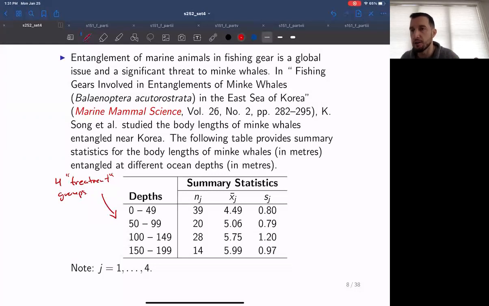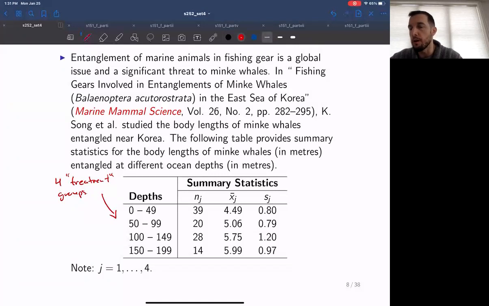We have the average length of the whales at each of the depths, and we have the standard deviation for those whales at each of the depths. So we have our usual summary statistics. Okay, so the question is: is there evidence of a difference in mean minke whale length between each of the 4 depths? So that's what we want to know. And that's the purpose of the ANOVA, to answer that question.